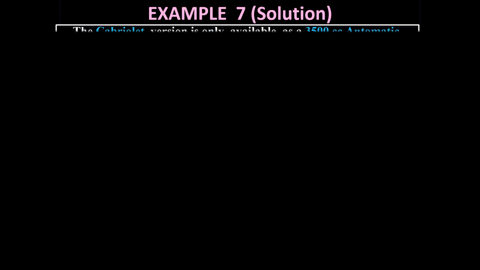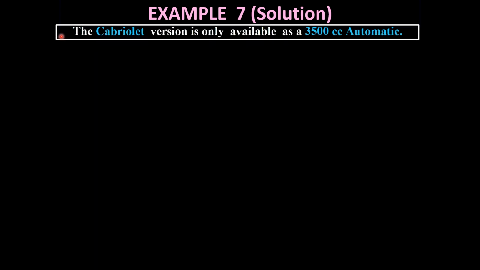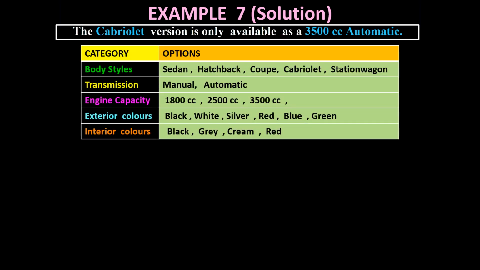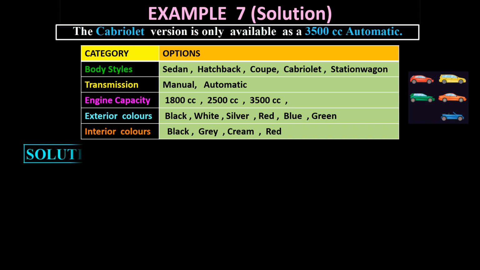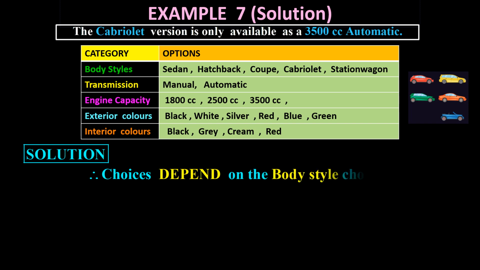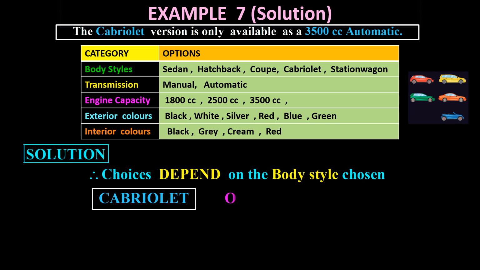So now let's look at the solution of this example. Recall that the cabriolet version is only available as a 3500cc automatic. So there's the data that we have. So let's look at the solution. Because the cabriolet is only available as a 3500cc automatic, it means we've got choices, and the choices there depend on the body style chosen. What are the choices? Either cabriolet or another style.